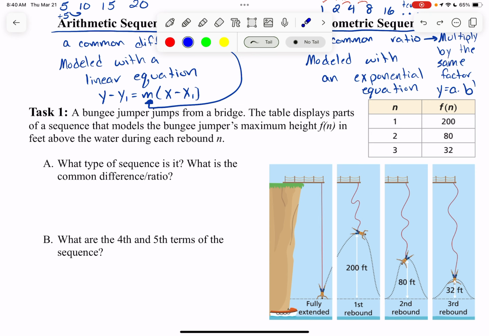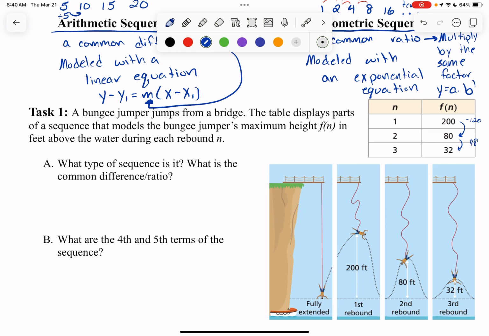Okay, so what type of sequence is this? What is the common difference or ratio? So let's look at what type of sequence this is, first of all. It is a sequence: first term, second term, third term. If we notice here, let's look at our consecutive terms. This one goes down by what, 200 minus 80, so this goes down by 120. But then from here to here, that doesn't go down as far. That only goes down by what, 48?